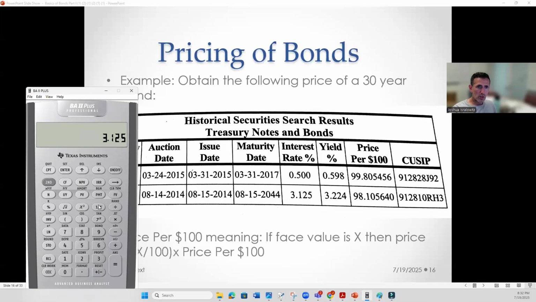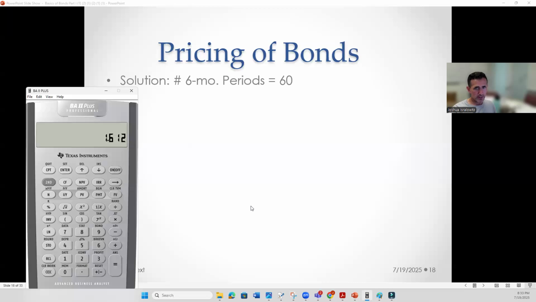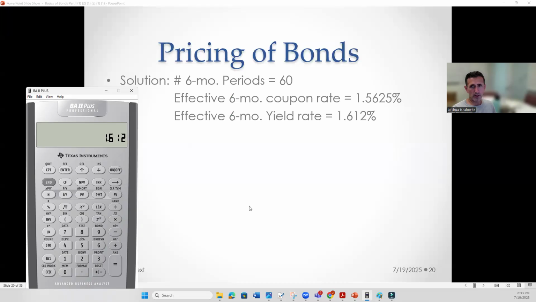So, divide by 2. This is my coupon rate over interest rate. Store this in the one spot. My yield rate, 3.224 divided by 2. Store that in the 2 spot. So I have 66-month periods. If I have 30 years, this is my coupon rate. This is my yield rate. My face value is 100.